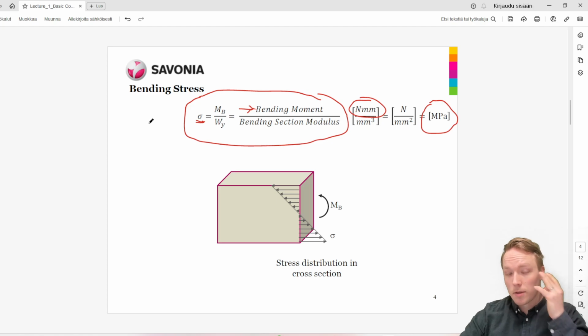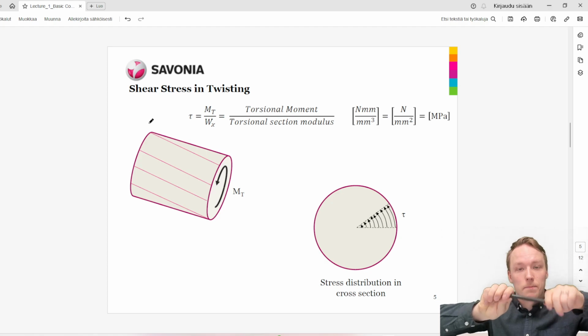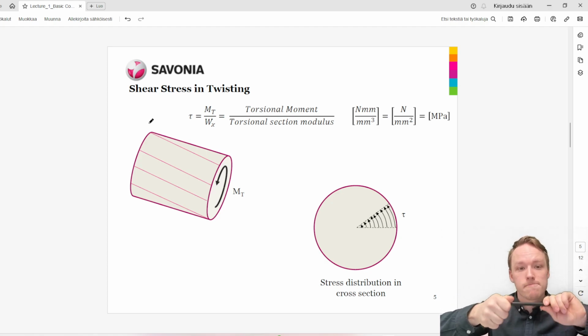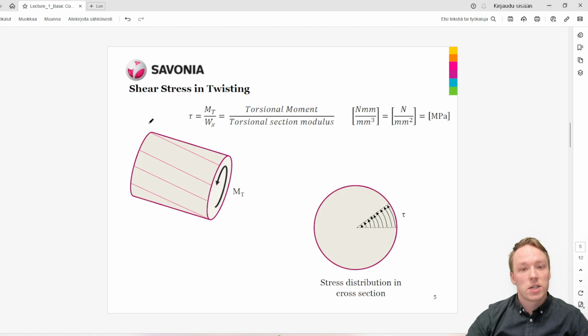Okay, 3 done. Finally, the fourth one, shear stress in twisting. We're going to be studying this topic also. This is a case where we have, for example, a round bar which we are applying torque to. So we're twisting the round bar, and this is causing shear stress in the cross sections of the material. Once again, because it's a shear stress case, the letter we denote this with is tau, just like in the basic shear case.